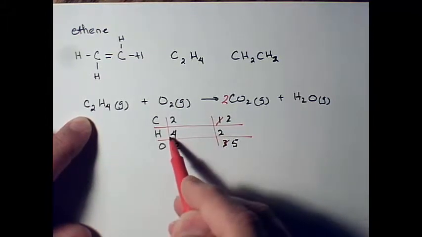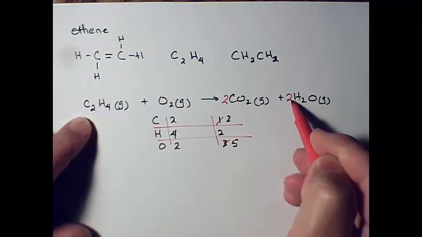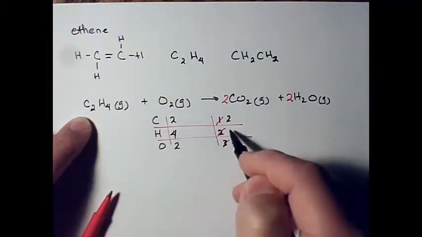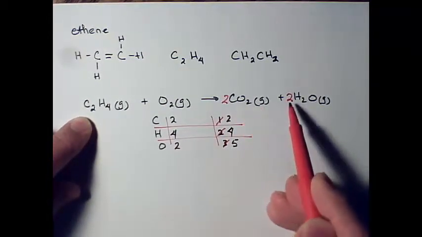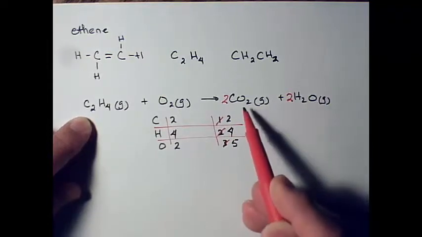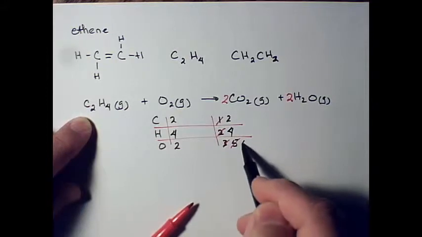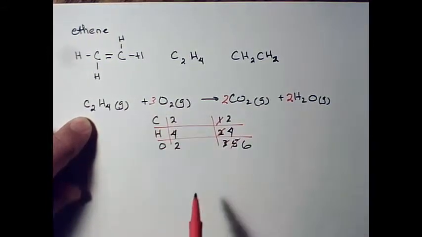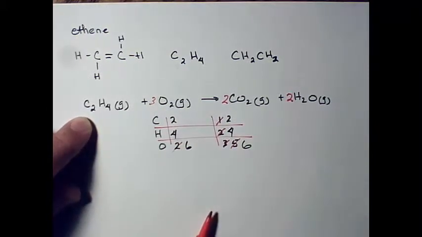I'm going to balance oxygen last, so I want to go to hydrogen next. I have 4 hydrogens on the left, 2 on the right. To get 4 on the right, I put a coefficient 2 here. That's 2 times 2 or 4 hydrogens, but it changes the number of oxygens now. I've got 2 times 2 or 4, plus 2 times 1, that's 2. 4 plus 2 is 6 oxygens on the right. And to get 6 oxygens on the left, I'll put a 3 coefficient in front of the oxygen, and that is going to now be 6 oxygens. Okay.